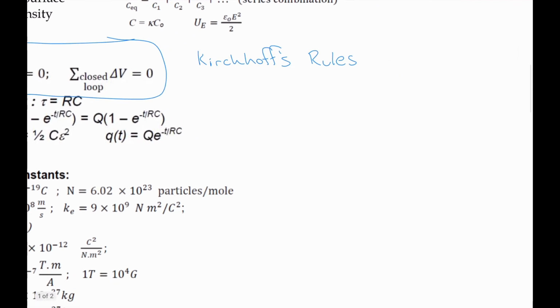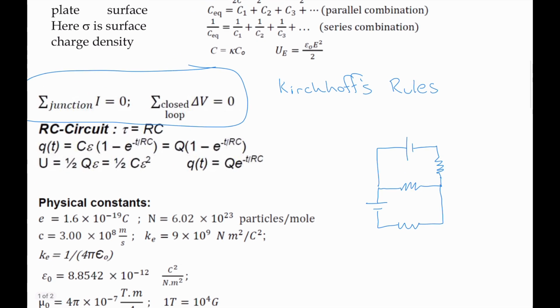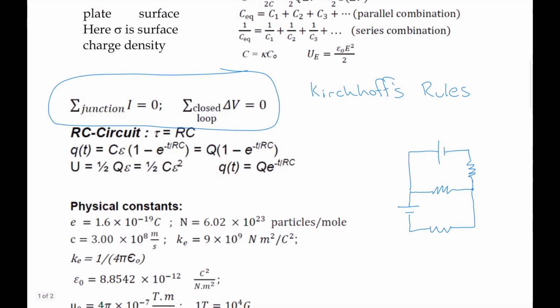Let's say you had a complicated looking circuit with multiple loops. So here is an element of the circuit. It is a battery. Here we have a resistor, here we have another resistor, here we have a battery, and here we have another resistor. Kirchhoff's rules are two rules that always apply to any circuit like this.